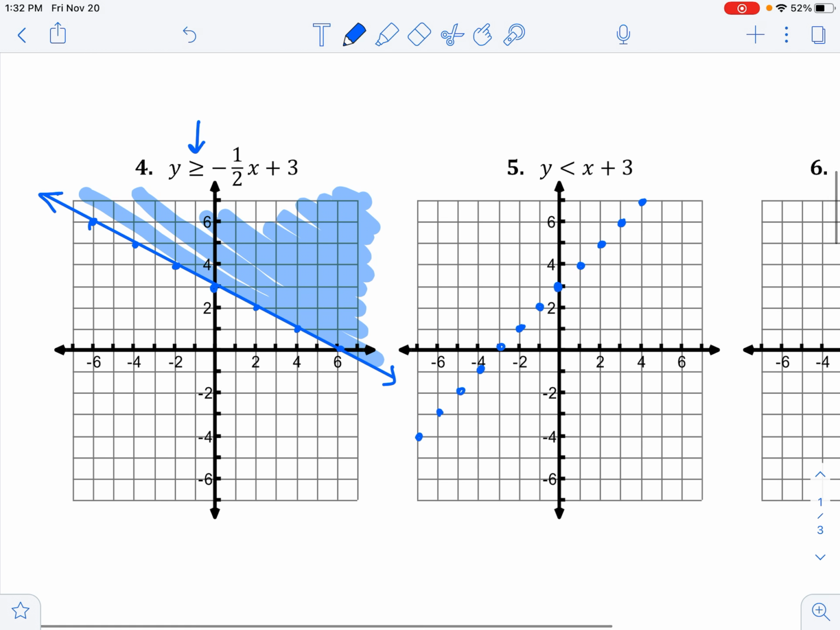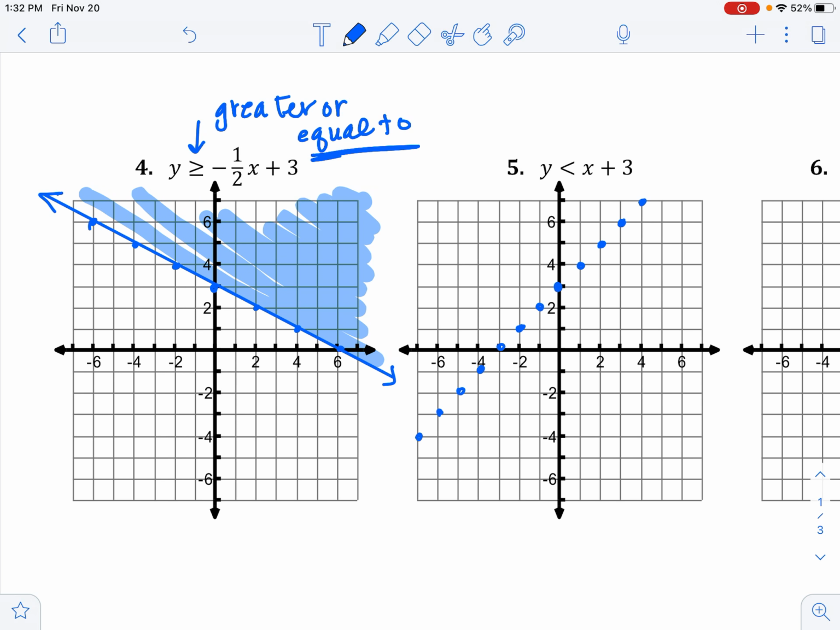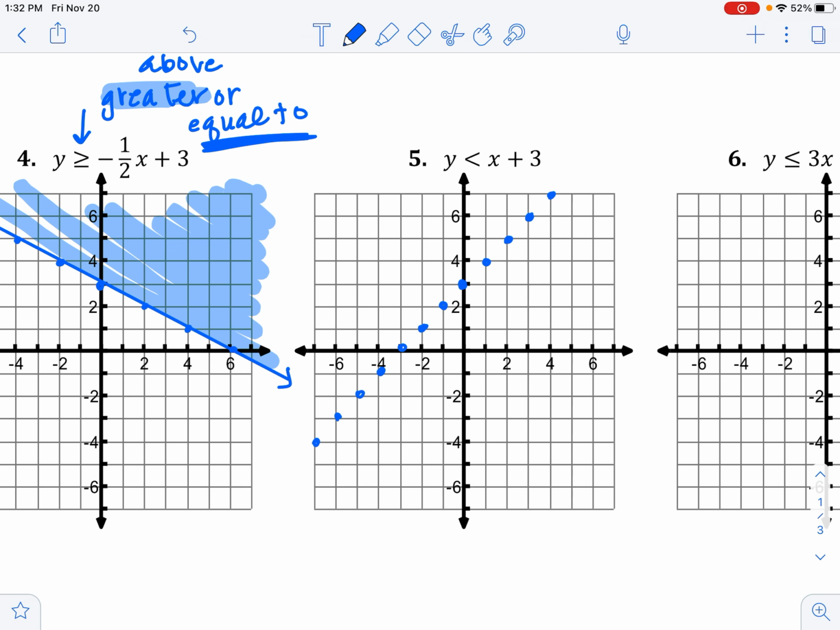All right, so now I was just thinking, wait a minute. Did we ever do graphing inequalities together? I don't think we did. So let's make sure we know what these say. This is greater than or equal to. So because of the or equal to, the line's solid. Because of the greater than, I'm shading above that line.